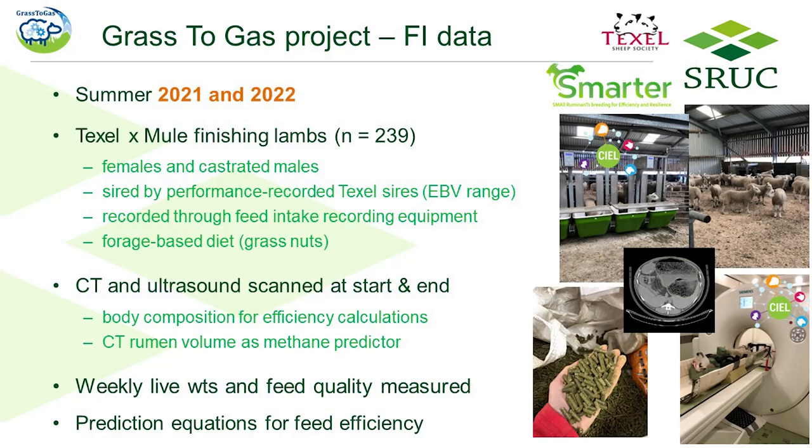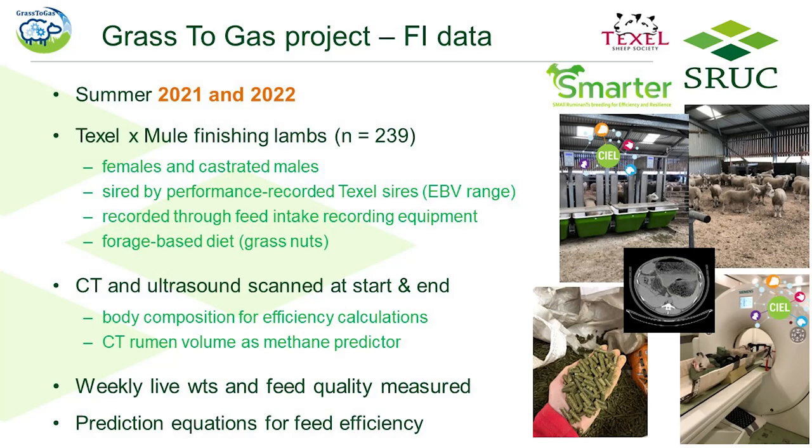We had data on feed intake from about 240 lambs across the 2 years. Our data set had females and castrated male lambs together in the data set. They've been tested together in the one batch. They were sired by performance recorded Texel sires with a range of EBVs, and they were fed on grass nuts only. So you can see the picture down the bottom here. So it was pelleted nuts that they were eating, and they were just on sawdust. So that was their only food source. And we were lucky enough, as Ellie mentioned, to have a CT scanner.